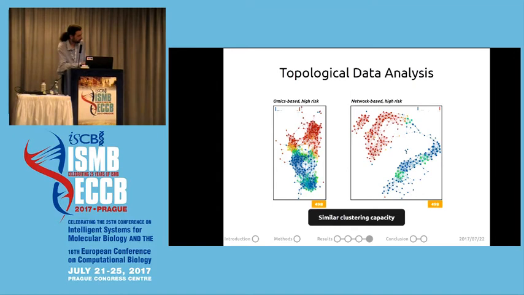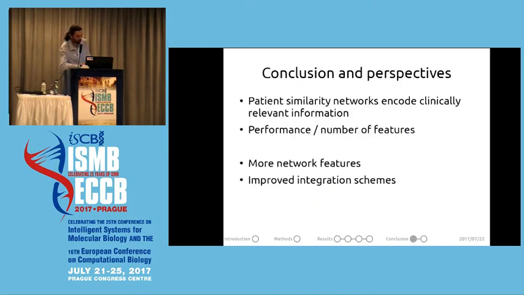So to conclude this part, we believe that we obtain a similar capacity to cluster the patients when we use the two different sets of features. So to conclude, using the neuroblastoma data from the CAMDA challenge, we have observed that the patient network, just like the gene and protein networks, also encodes through its structure relevant information, and this time clinically relevant information, because we can use it to predict the outcome of the patients.